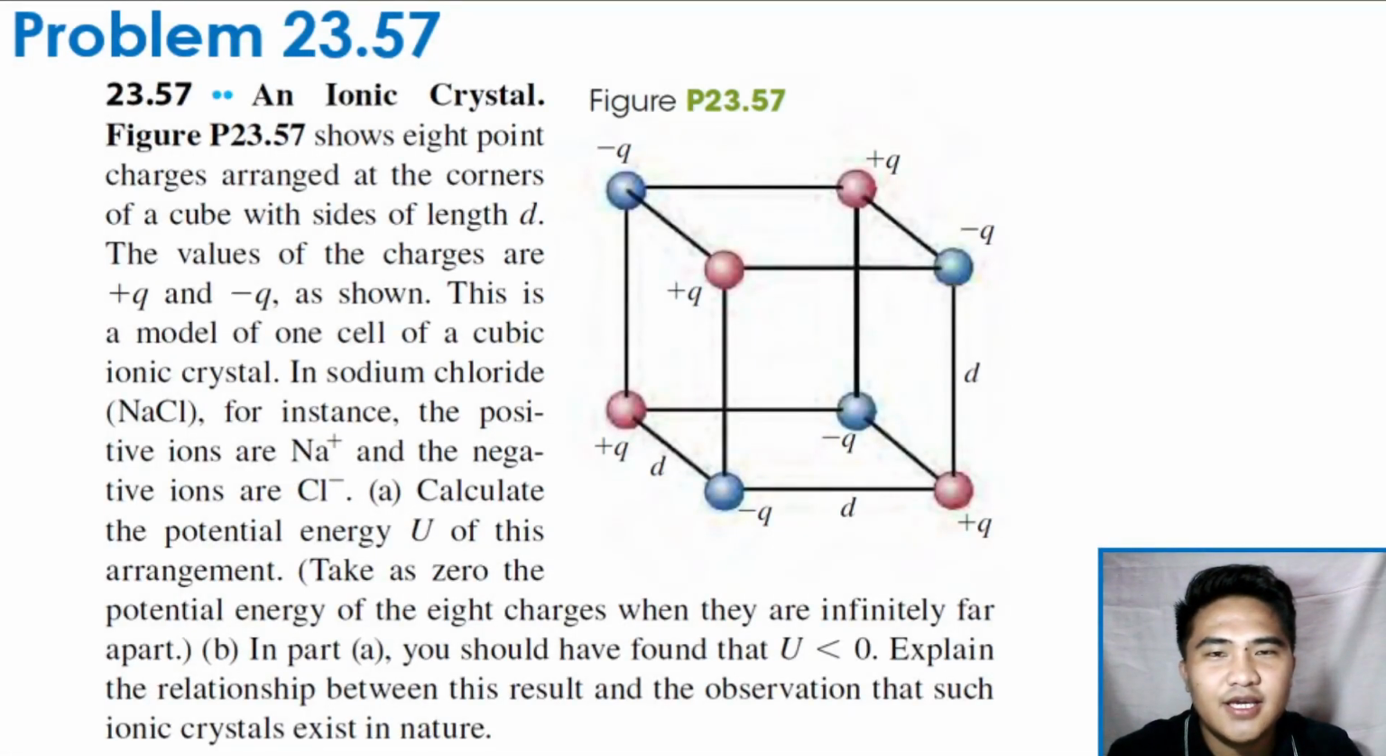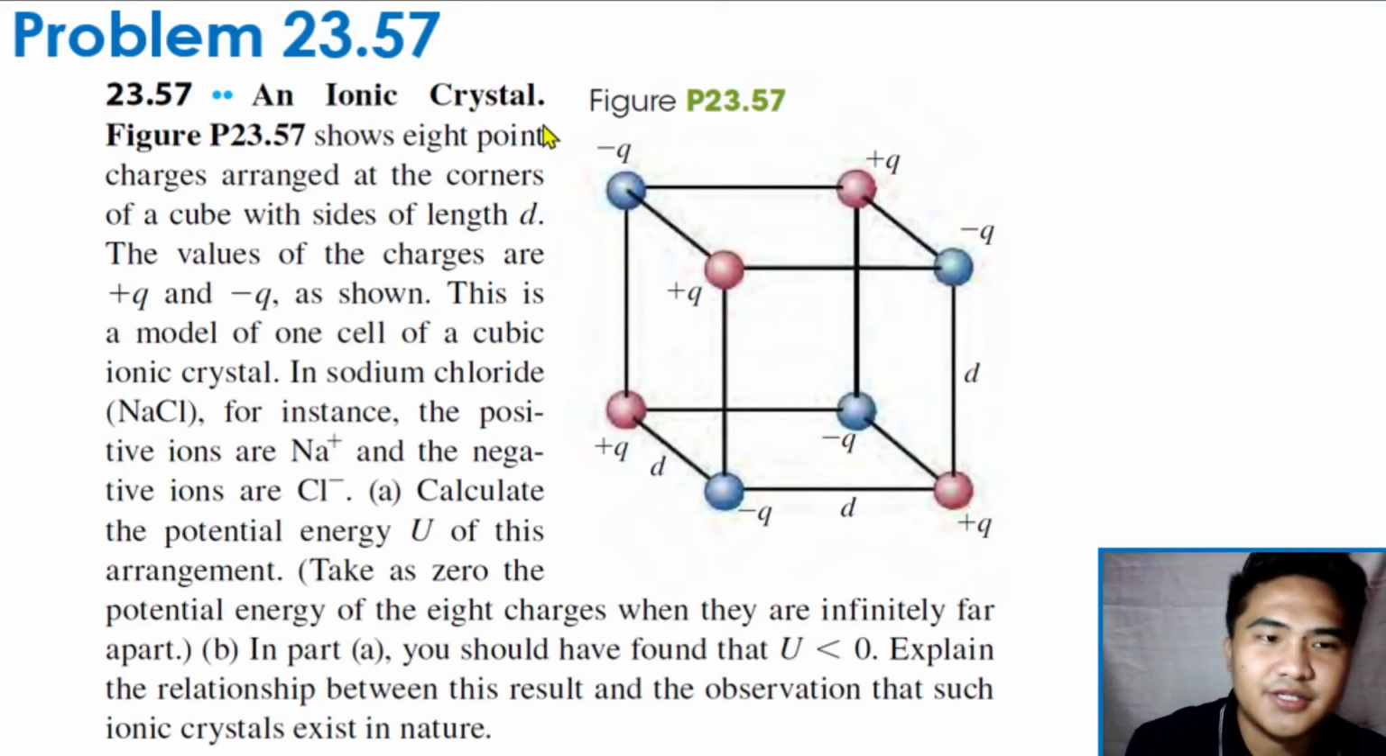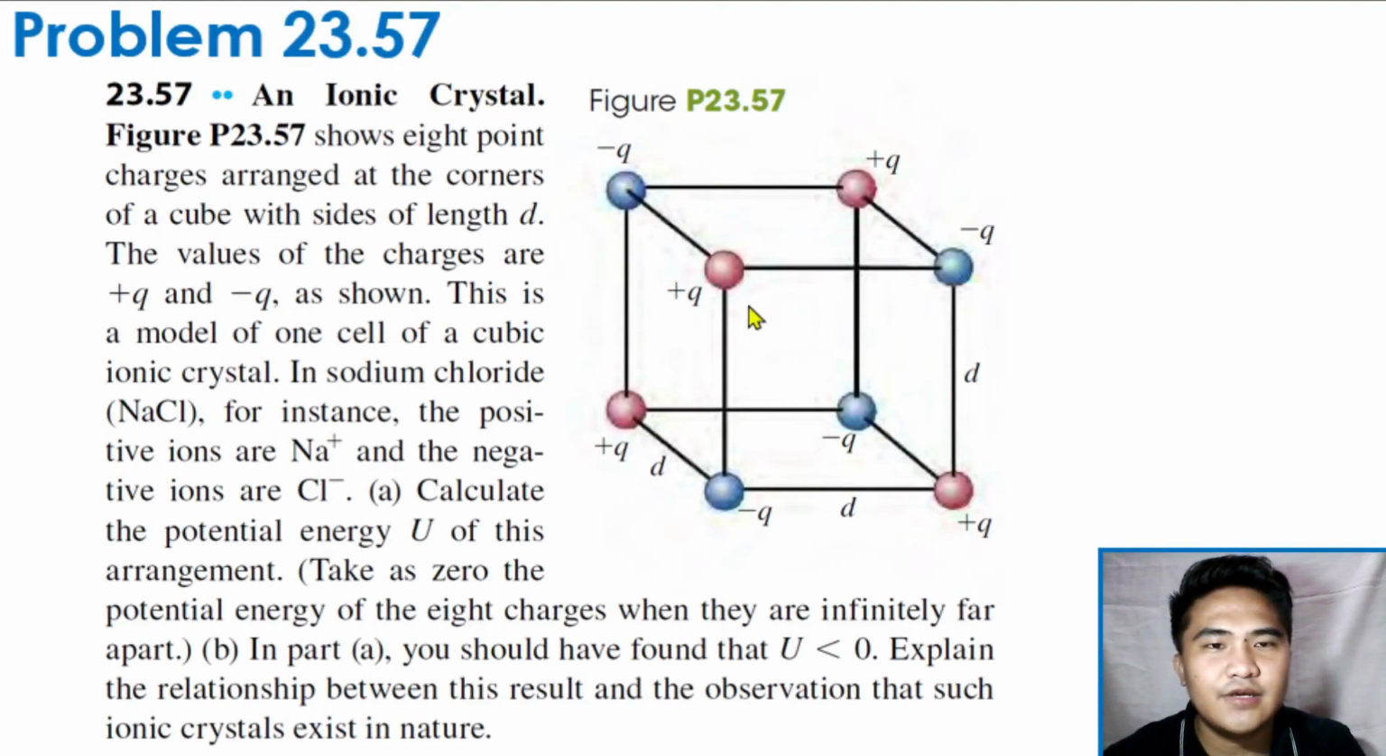Now, let's have the next problem. Problem 23.57, an ionic crystal. As shown in this figure, there are 8 point charges, 1, 2, 3, 4, 5, 6, 7, 8, arranged at the corners of a cube with side length d. So this is the side length d. The values of the charges are positive q and negative q.